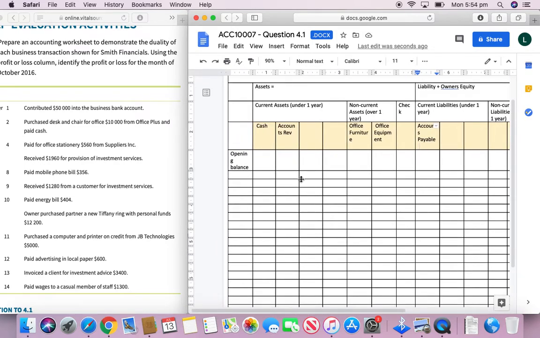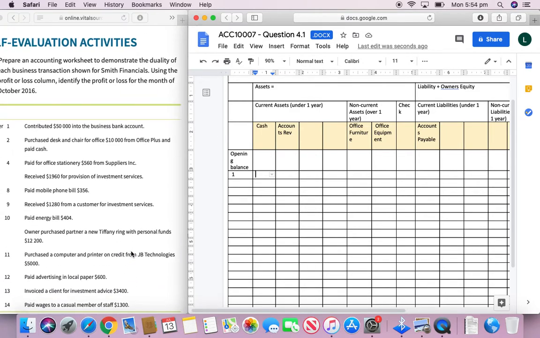Okay, so let's get straight into it. So here is where we put our dates down here. So we go, it is the 1st of October. So the question is, contributed $50,000 into the business bank account. So we need to think really logically here about what actually is occurring. There we go. So what's occurring? We're getting an influx of money, so our cash at bank is going up positively by $50,000. Because this is an investment into the business, it's deemed as equity.